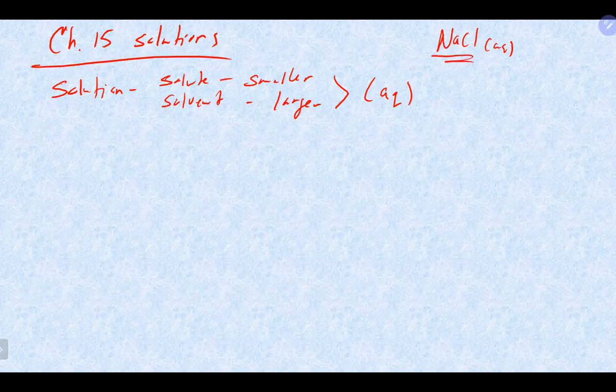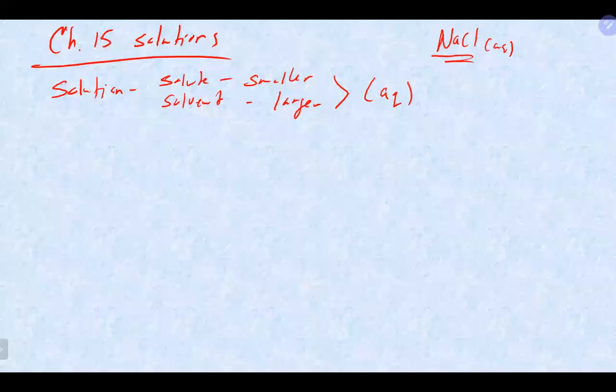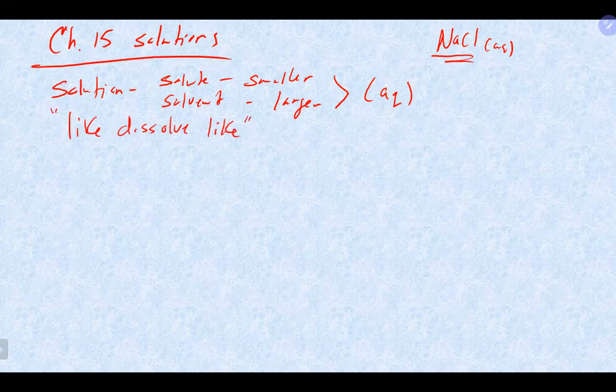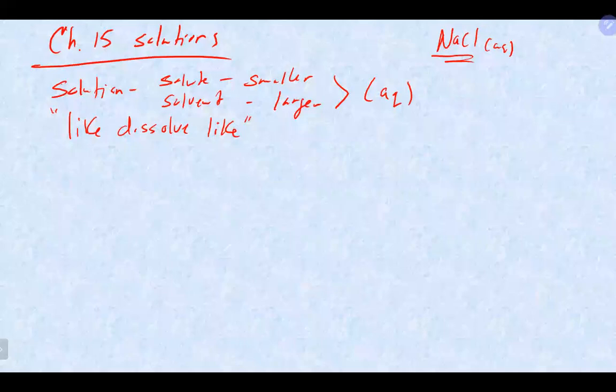We also talked about solubility, and how much things are soluble in each other really does depend on the intermolecular forces interacting there. So a lot of solubility depends on the idea of like dissolves like. That's the idea that things that have very similar intermolecular forces will typically be soluble in each other. Things with very different intermolecular forces tend to be insoluble in each other.